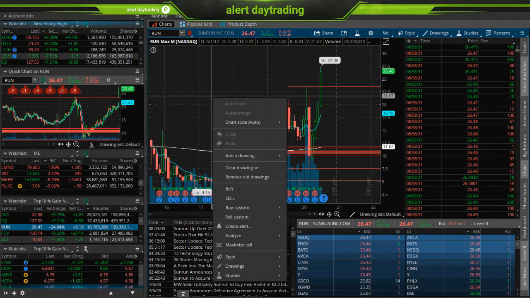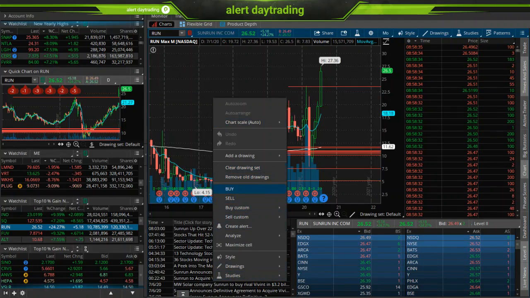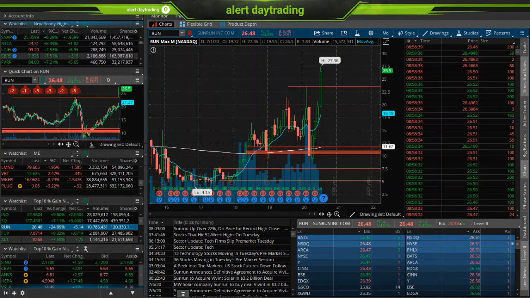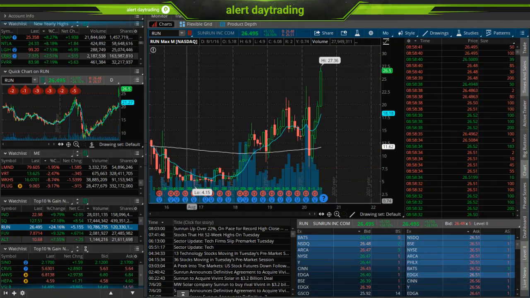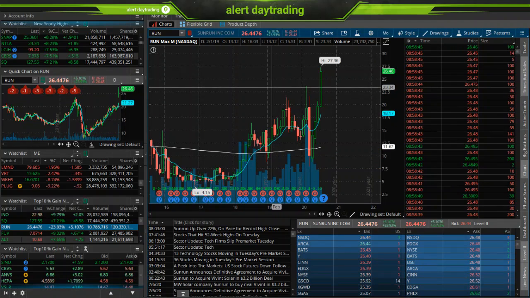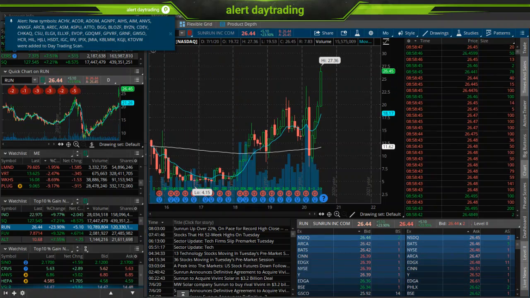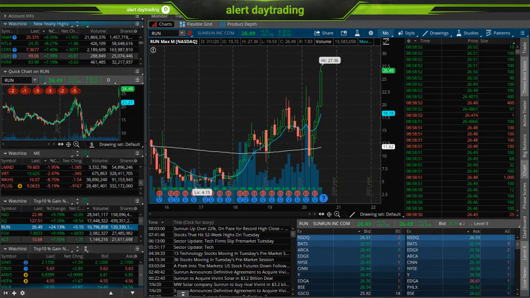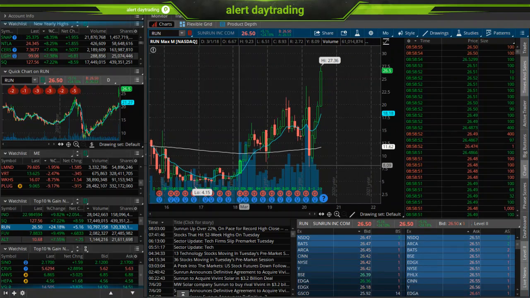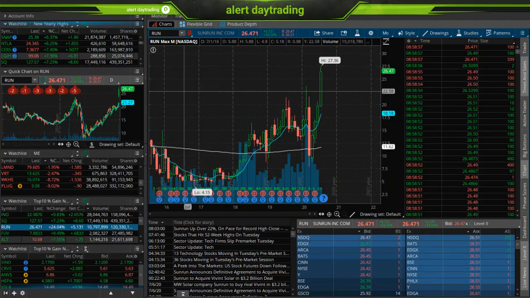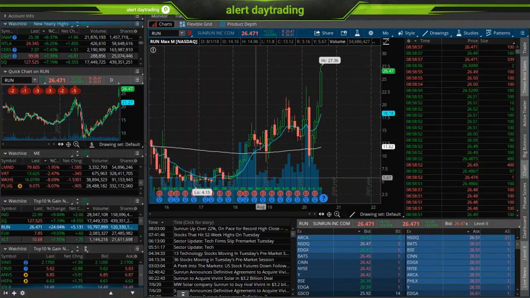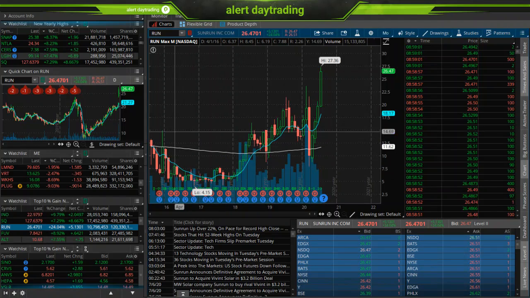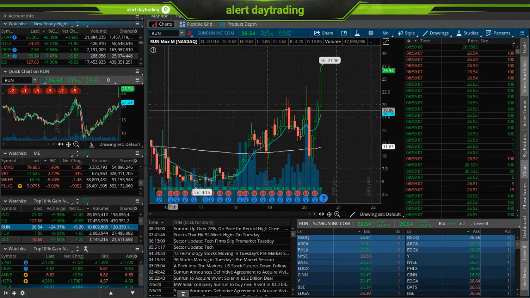So what I'll do is I'm going to clear these drawings right here so you can have a clear chart. And basically I noticed RUN because it was making a new all-time high. I'll start out with its maximum chart. What I like to do is just look at the whole chart and see where price is important to me and where I think it's important to other investors or day traders.